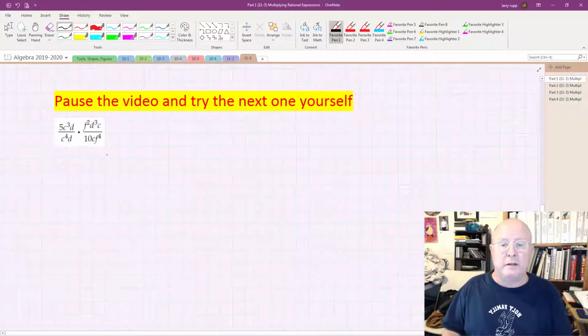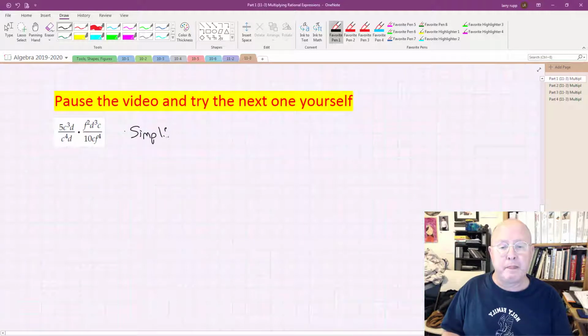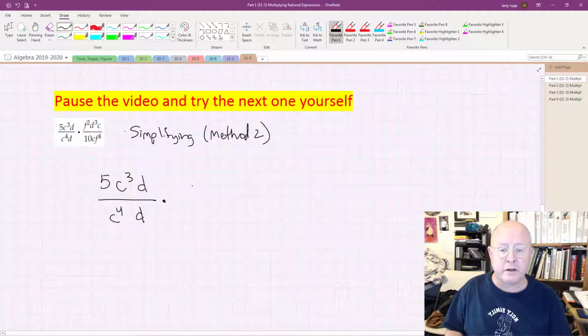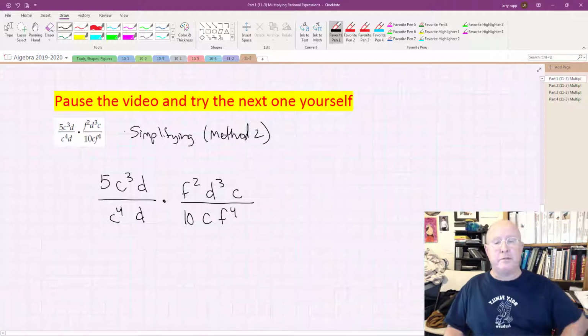So I'm assuming that you paused it and tried it yourself, however you wanted to do it. We're going to try this method. This is going to be called simplifying, and this is method 2. So let's look at this guy. We'll write him out nice and big. 5C cubed times D over C to the 4th times D, and that's all times F squared D cubed C all over 10C F to the 4th.